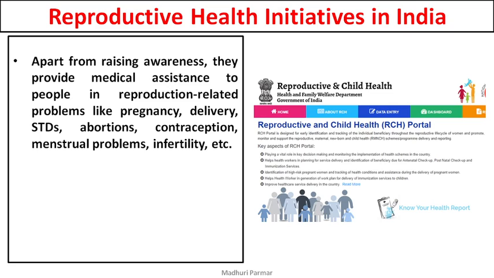Contraceptions are the methods to avoid pregnancy. Then menstrual problems, some have amenorrhea, which means no menstruation. Then some have more than what is normal, so they keep on menstruating or losing a lot of blood. In such cases, and also in case of infertility, all of these reproductive health and child health related issues are taken care of by the RCH.